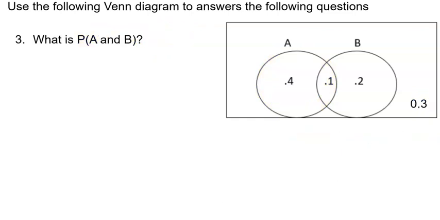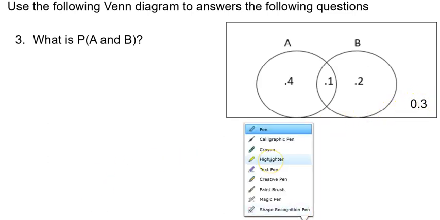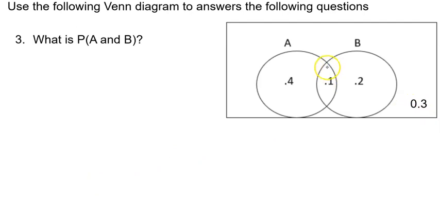So for number 3, probability of A and B. Notice I've still got the 0.3 there. Probability of A and B is the group where A and B line up. So that probability is 0.1.